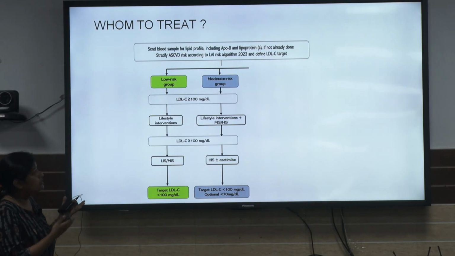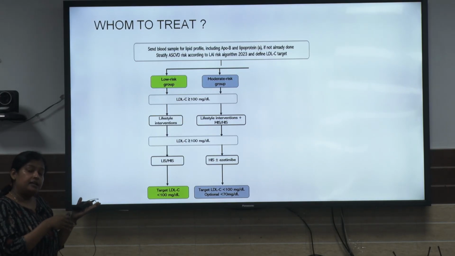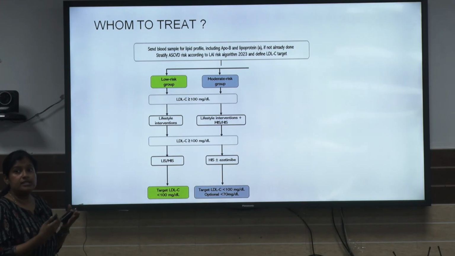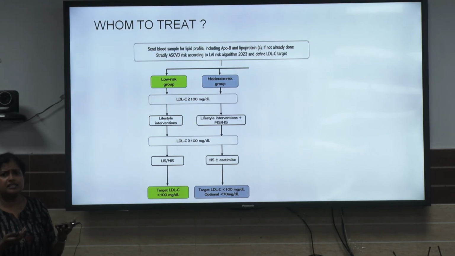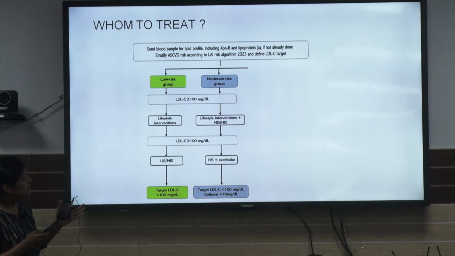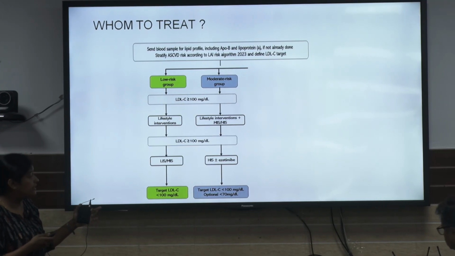And in a moderate risk group, you start lifestyle intervention and low dose and moderate intensity statins initially, and after 3 months, if there is no improvement, you increase the dose of the statin and add a second drug, ezetimibe, or accordingly. Then again the target is 70.